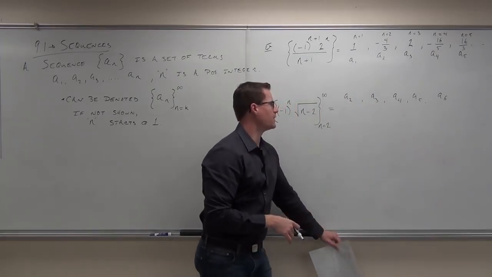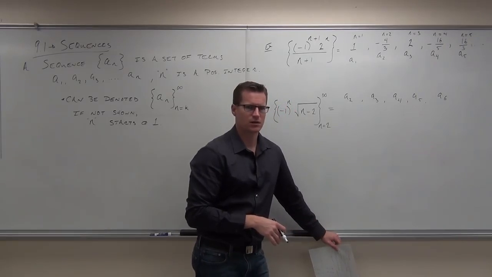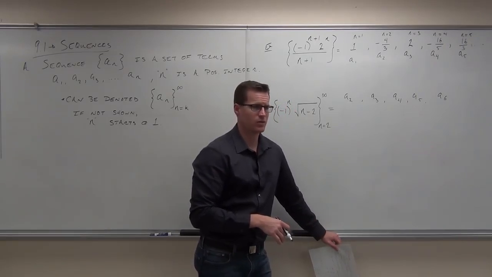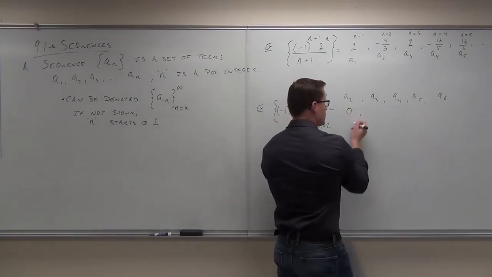When you plugged in the 2 for your n, what did you get? 0. Oh, 0. Yeah. 2 minus 2 is 0. It doesn't matter what the rest of it is, it's gonna be 0. You okay with the 0?